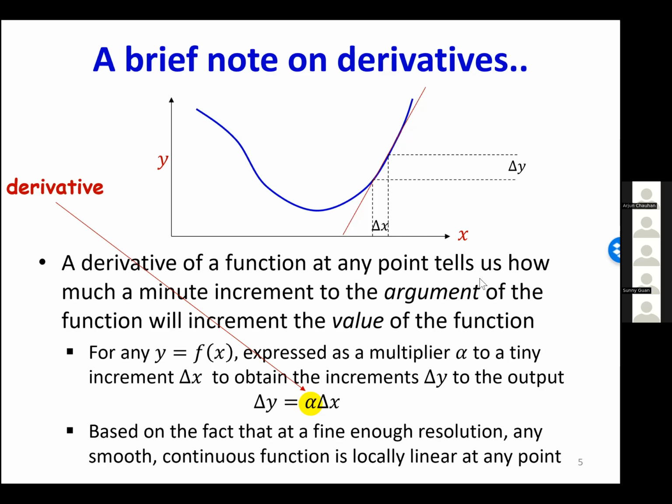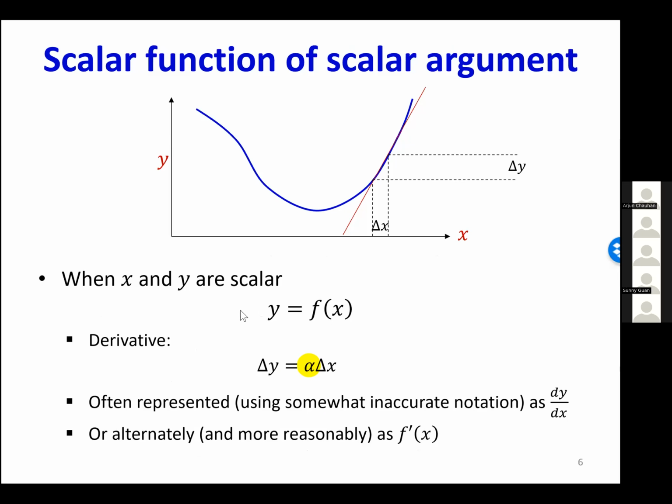Sometimes dx equals 0. No, the function is not continuous. Multivariate functions, right? If x is multiple variables, you cannot divide. If x is a vector, you cannot divide by a vector. So dy over dx is not a generalizable representation.